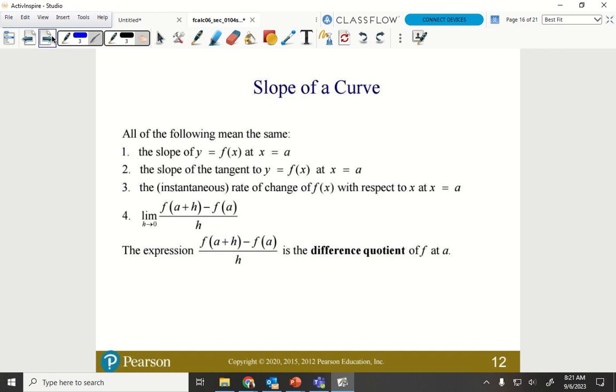All right. The limit as h approaches 0 of my slope formula, the expression right here, is the difference quotient of f at a. All of it is basically finding the slope. Calculus 1, almost everything is finding the slope.